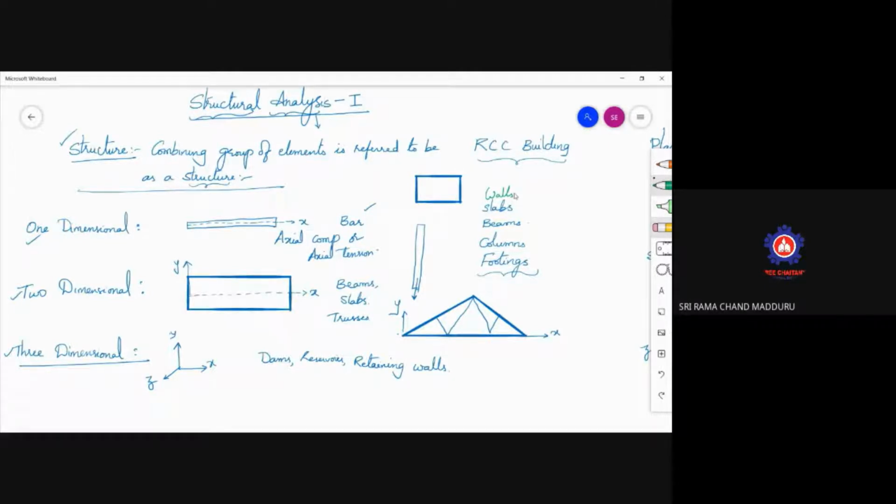Here in this analysis, we are considering the structures in three categories: one-dimensional, two-dimensional, as well as three-dimensional. The one-dimensional are the bars which are subjected to axial compression or axial tension. That means along the length of the member only the forces are acting, either tension or compression.